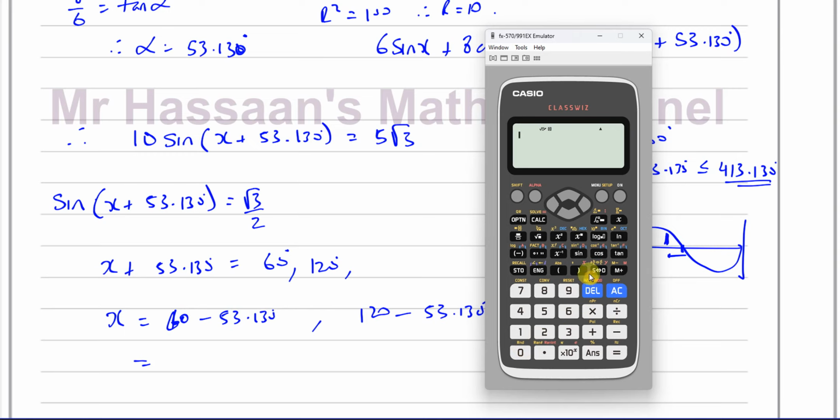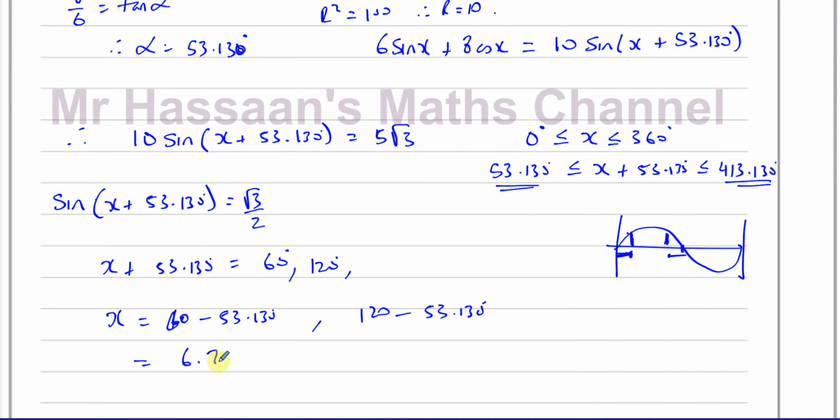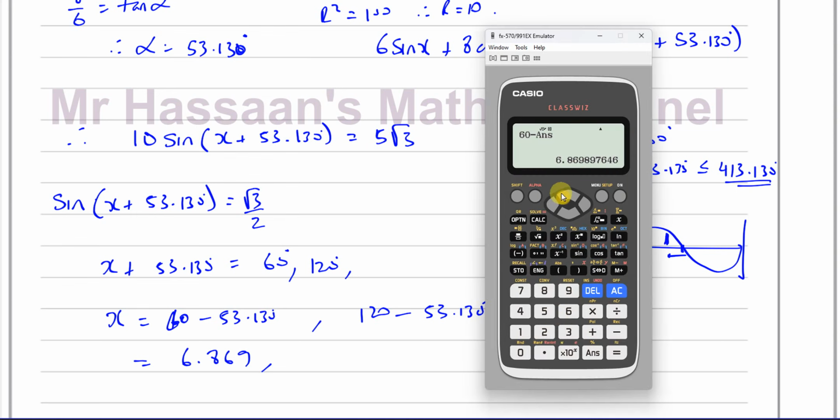Let me just do something. Let's get that answer exact. Okay, equals, so this is our answer. So 60 minus the answer gives us 6.869. And we have 120. Let's go back to this again. 120 minus the answer gives us 66.869.